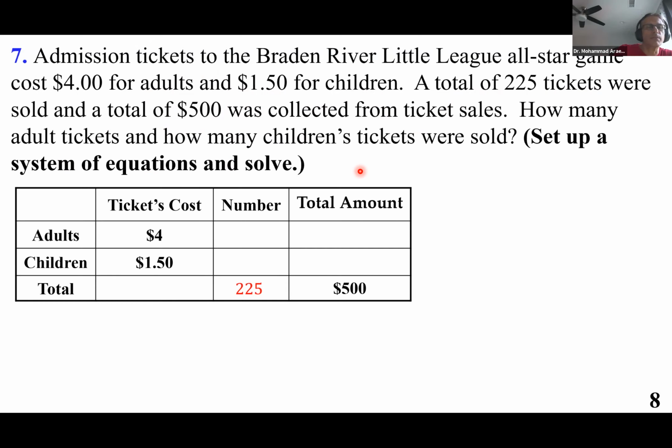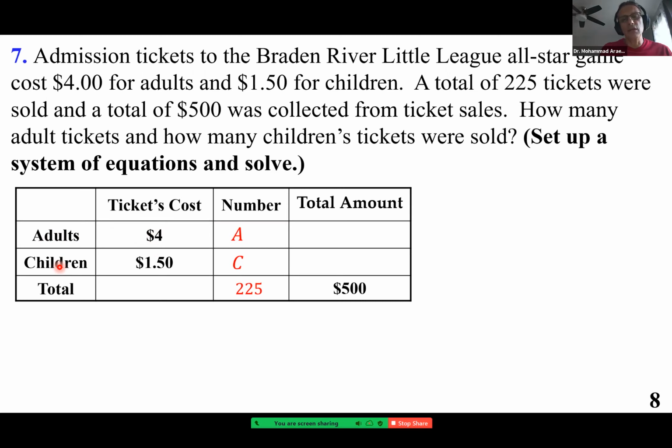So here's the table. Adults, the cost of a ticket is $4. Children is $1.50. Then the number of tickets: we know the total was 225, and we know we collected $500. Whatever variable you choose, I'm going to go with A and C. A represents the number of adults, and C the number of children.